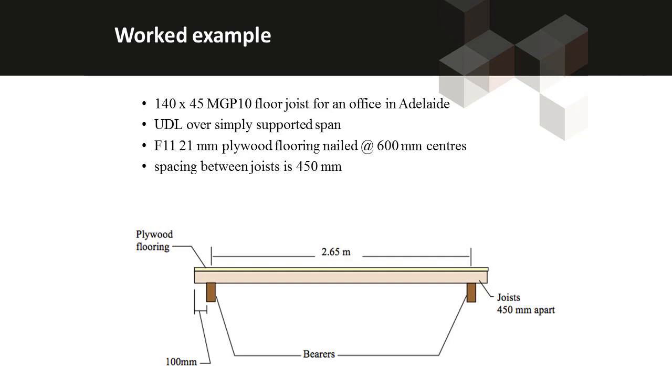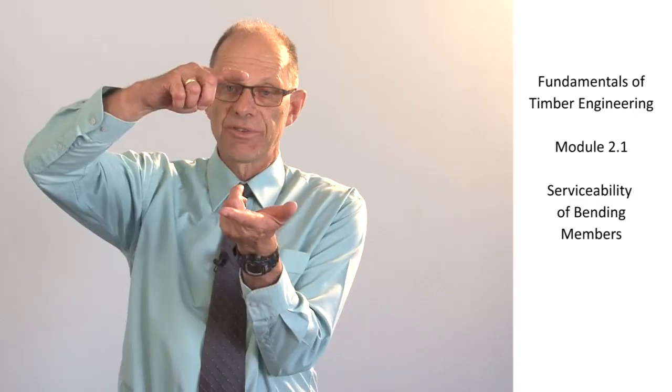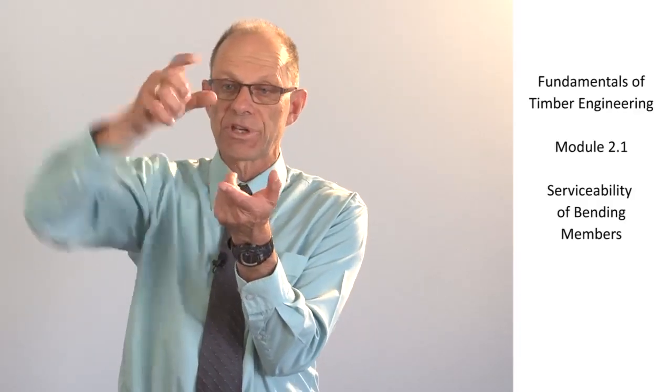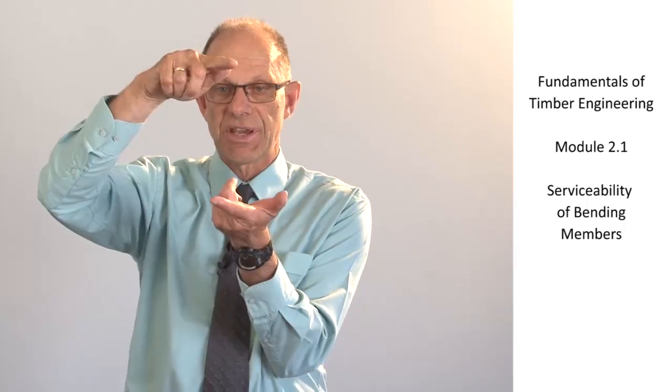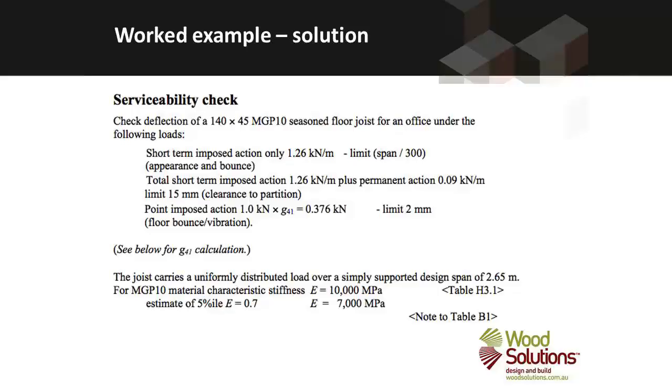Okay, so we've got a span of about 2.65 metres for these, and the floor joists are 140 by 45, so they're that size. The serviceability check is required to look at some specific load cases, and there are 3 load cases given here.